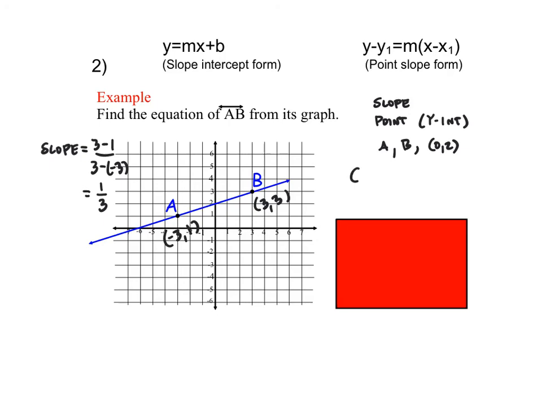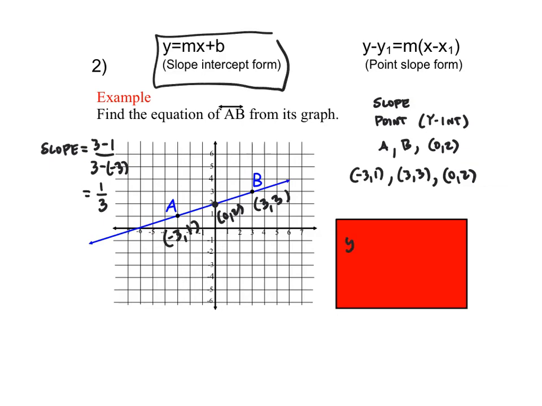I can choose to use A, which is (-3, 1), or B, which is (3, 3), or the y-intercept, which is (0, 2). I can see it right here on the graph. I'm going to choose to go with the slope-intercept form. Thus, the equation would be y equals the slope, 1/3, times x, plus the y-intercept, which would be 2.